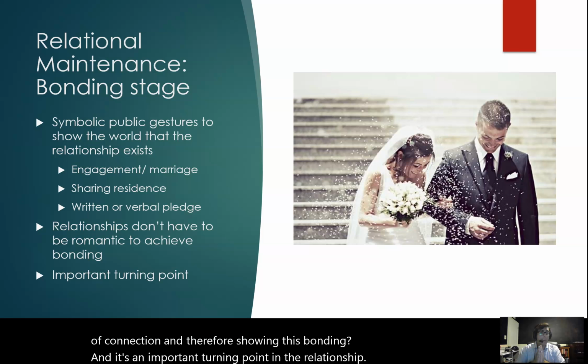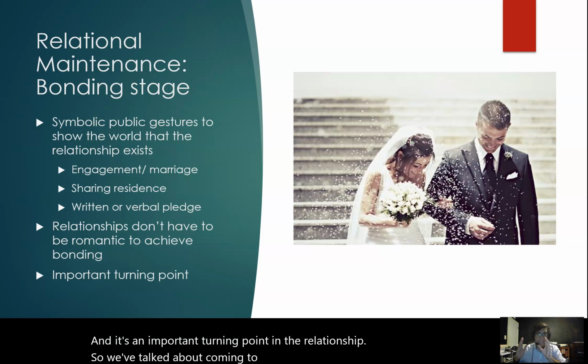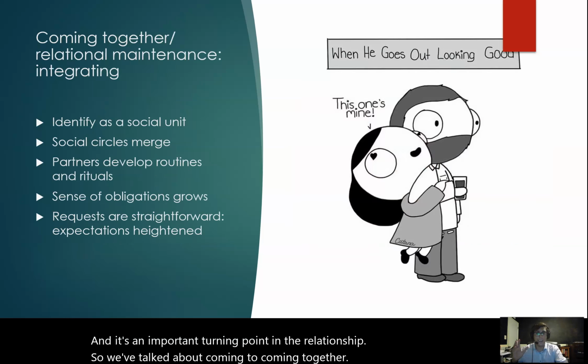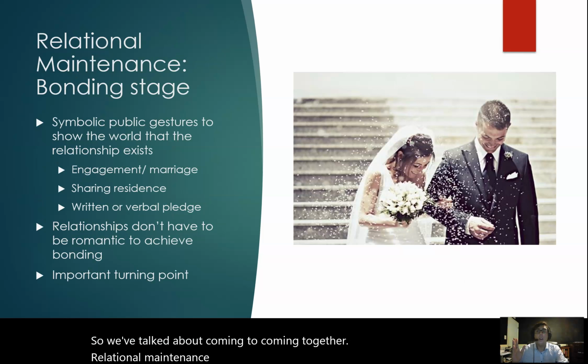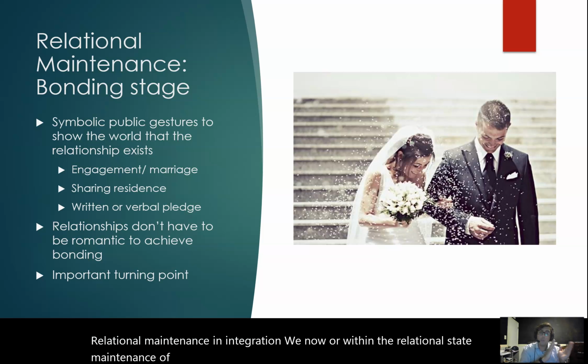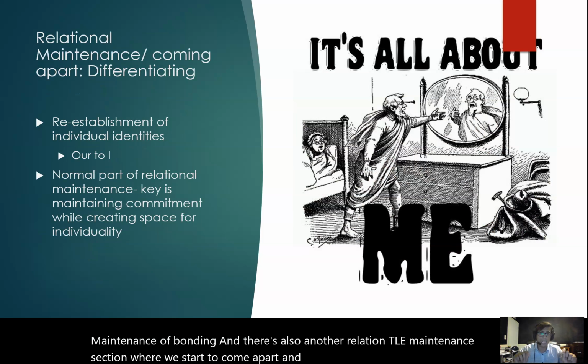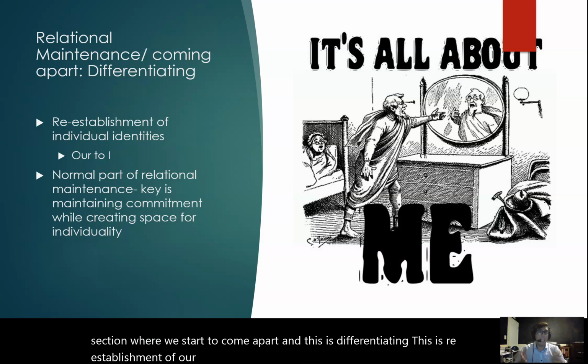So we've talked about coming together, relational maintenance in integration. We are now within the relational maintenance stage of bonding. And there's also another relational maintenance section where we start to come apart, and this is differentiating. This is reestablishment of our individual identities, moving from "our" to "I." We do need to have some individuality within our relationships.